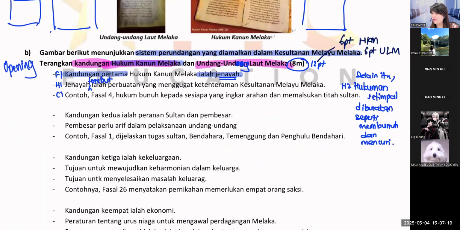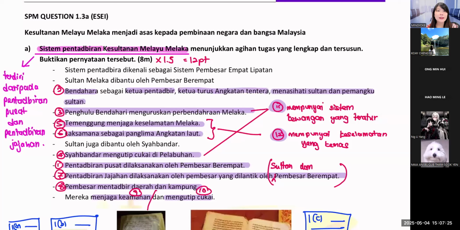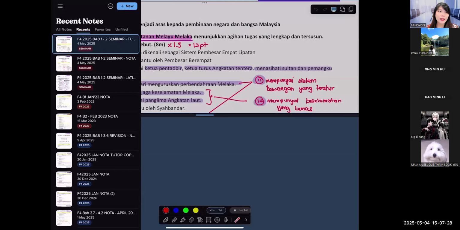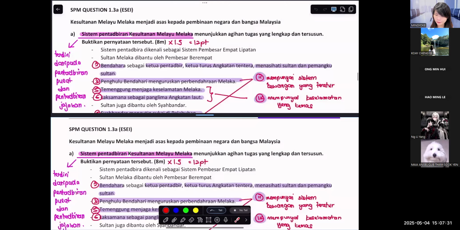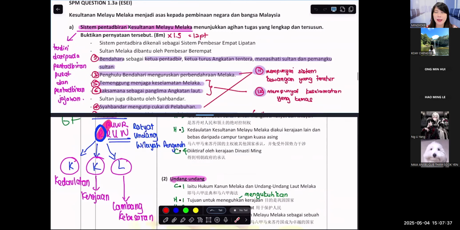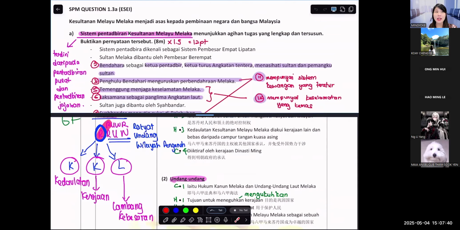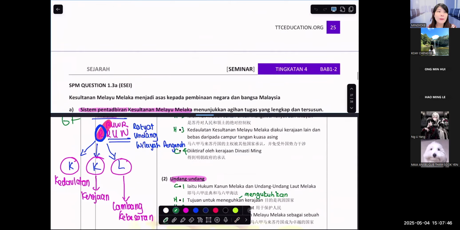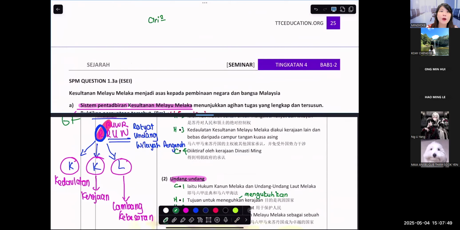Let's go to our page 26. I want to show you how to apply your points. Hold on, split screen always like this one. So finally, it is time we need to go into page 26. After you know the ciri-ciri Kerajaan Alam Melayu, ciri-ciri Kesultanan Melayu Melaka, remember, guys, ciri-ciri got separate into Kerajaan Alam Melayu and Kesultanan Melayu Melaka.